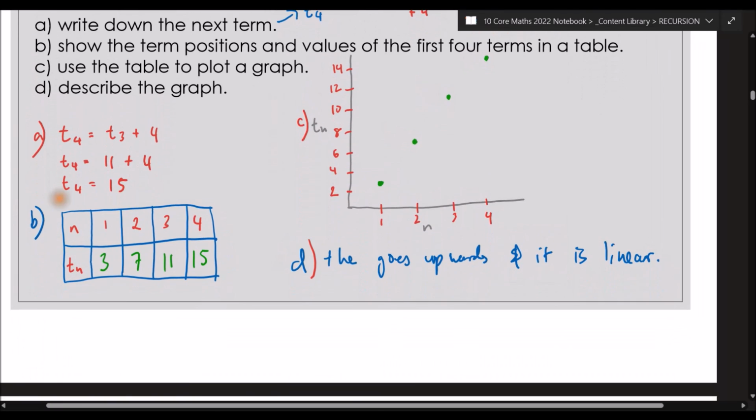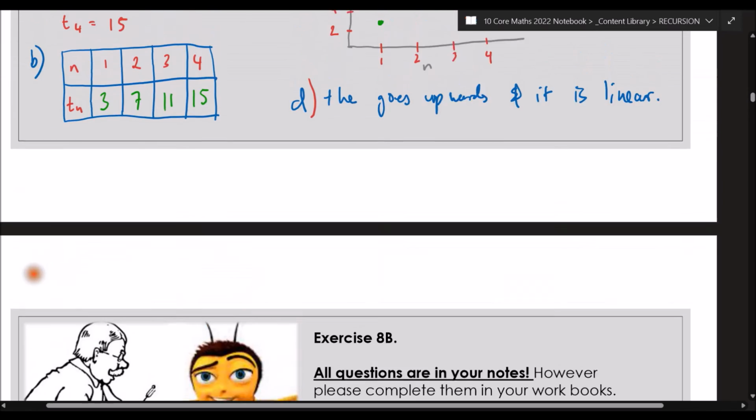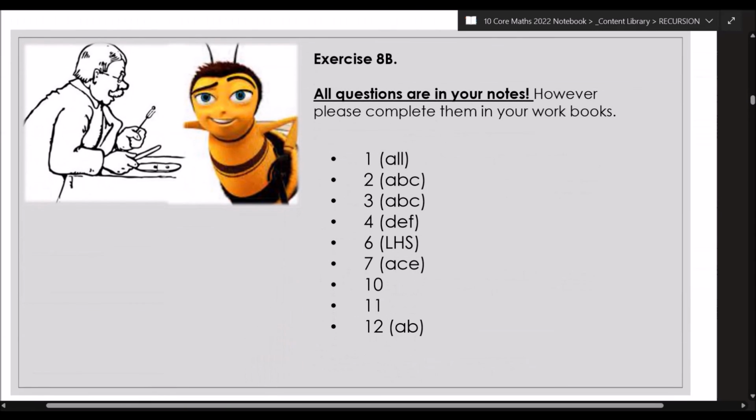Awesome. All right, guys, so that's it for this session and for this tutorial. What I'd like you to do now is do the questions in chapter 8b or exercise 8b. Please note that all of your questions are actually in the notes that have been given to you. So all the questions that you need to do are in there, and the ones that you don't need to do have been taken out. Just complete the questions that are in there, but as it says here, please complete them in your workbooks. Do not do the questions in your notes. Do them in your books.